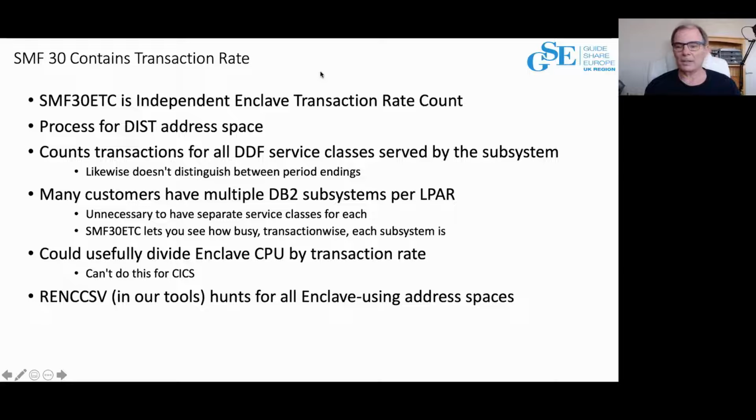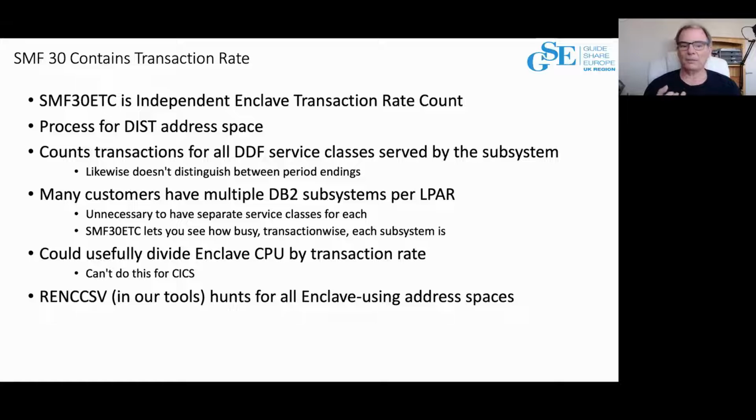Okay, now here's a nice surprise. Well, it was a nice surprise to me. The SMF30 contains a lot of useful information for DDF. And I think I mentioned this a couple of days ago, but it bears repeating here. So there are a number of fields for enclave work in the SMF30, and I'm focusing here on the Dist address space for DB2.